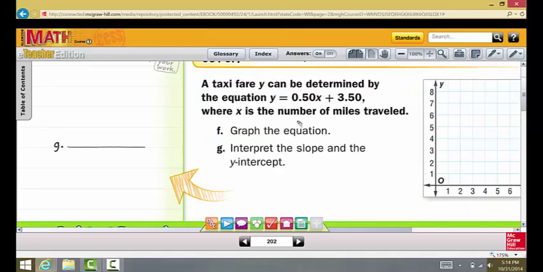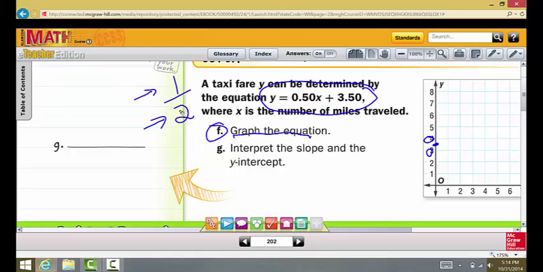Okay, now let's take a look at letter F. First thing they want us to do is graph the equation, and this right here is the equation they want us to graph. So we have y equals 1/2 x, and that's actually better to think of as 1/2. I'll explain in a minute. Plus 3.5, or $3.50. First of all, we're going to find our y-intercept, and it's halfway between 3 and 4. So we've got a y-intercept right here of 3.50, and now our slope is a rise of 1 and a run of 2.